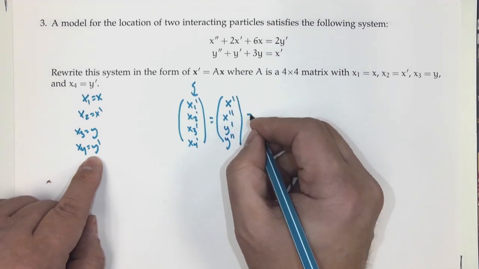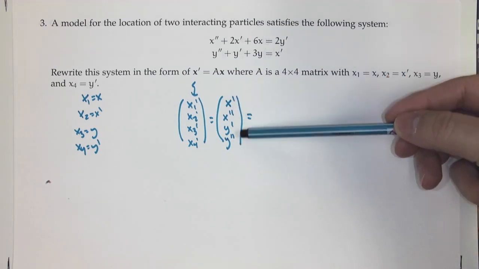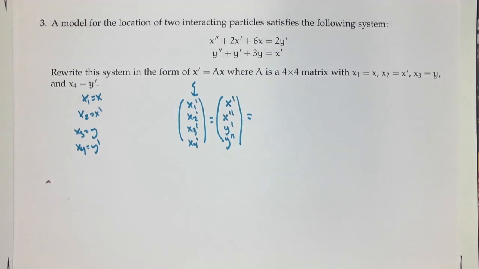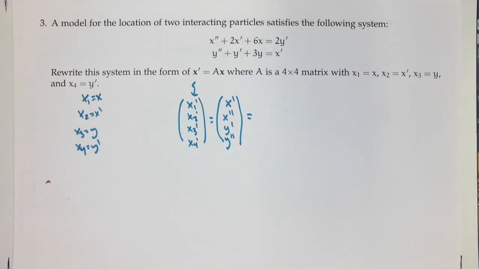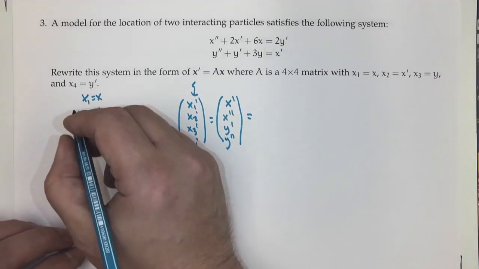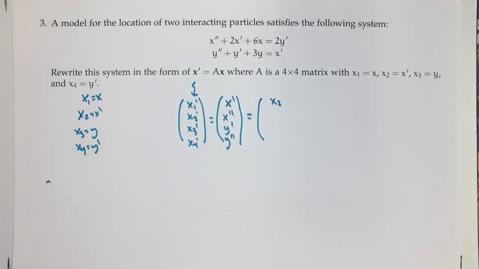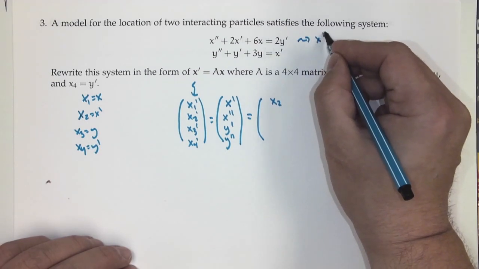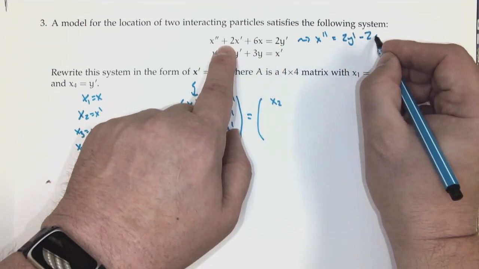So we're going to go through them all simultaneously. Now, the goal at this stage is we want to rewrite these derivatives in terms of x1, x2, x3, x4. So is there a convenient way to rewrite x prime in terms of x1, x2, x3, and x4? It's x2, because it says it right there, x2 is x prime. So that's really convenient. Then we come to this x double prime. Well, that's not so convenient, but we have this equation. We could rewrite it as x double prime equals 2y prime minus 2x prime minus 6x.